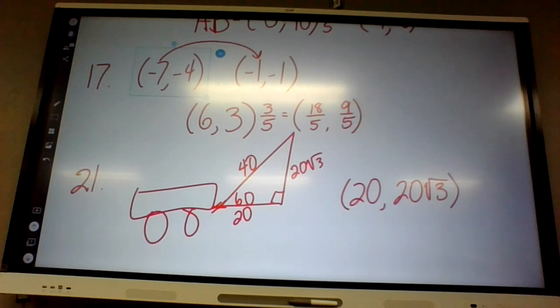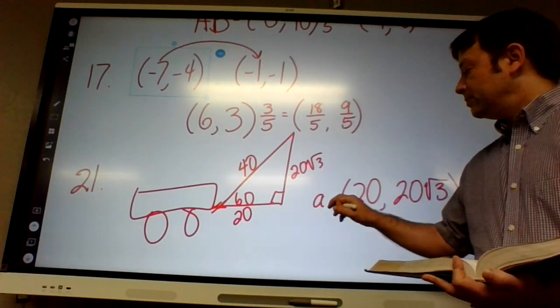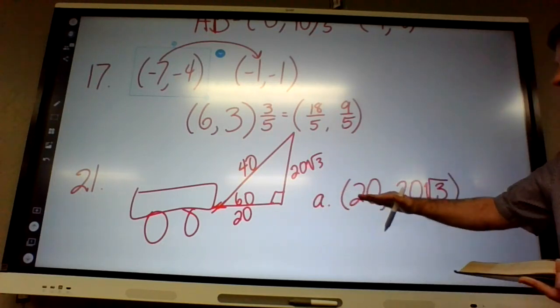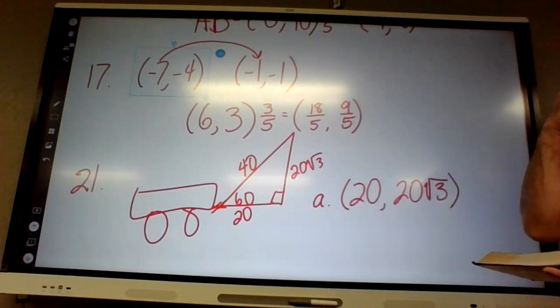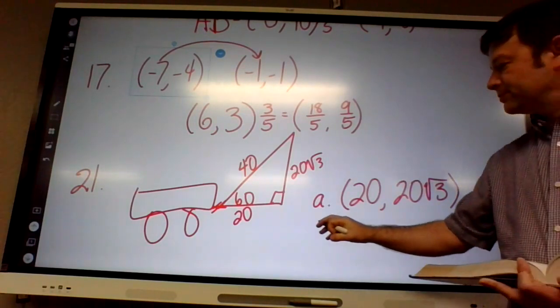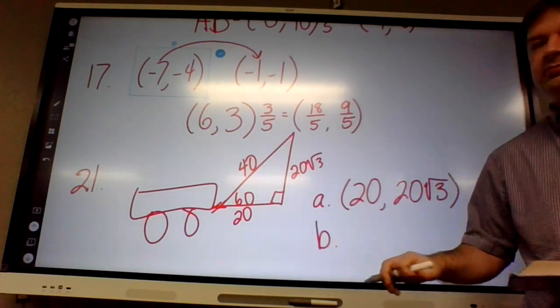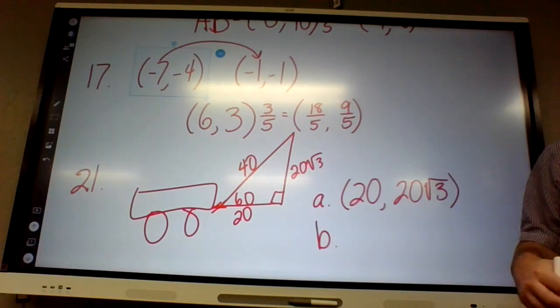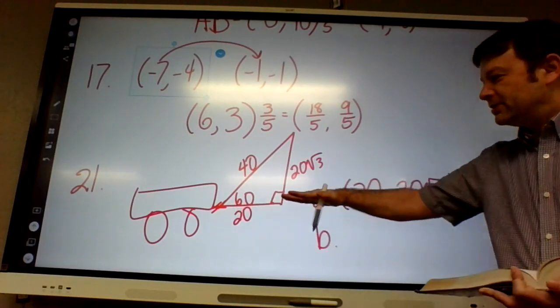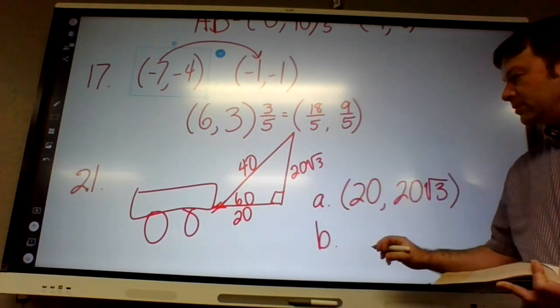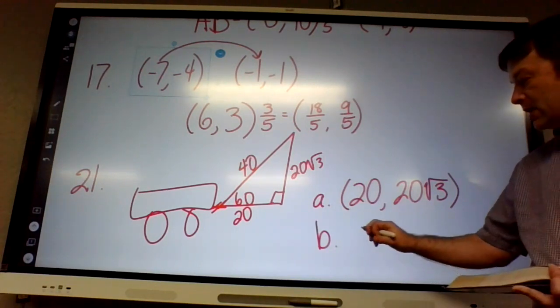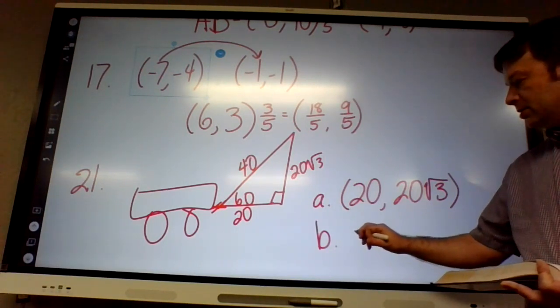Which component, horizontal, okay, that's kind of a dumb question. Which component, the horizontal or the vertical, moves the wagon? Horizontal. This moves the wagon. The vertical makes the wagon do wheelies. Horizontal.